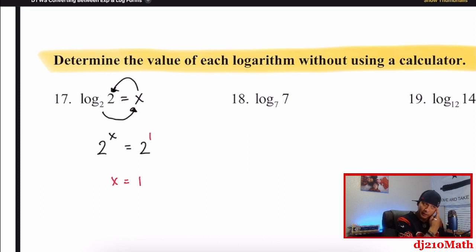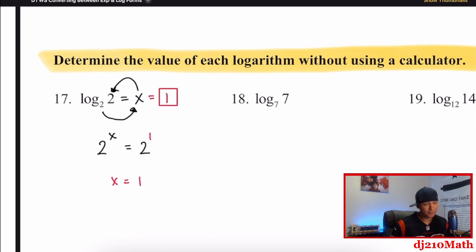We're not solving for x, because the problem didn't give us x. We created this variable x. So the answer is just 1. That's the value of this log. Log base 2 of 2 is equal to 1.